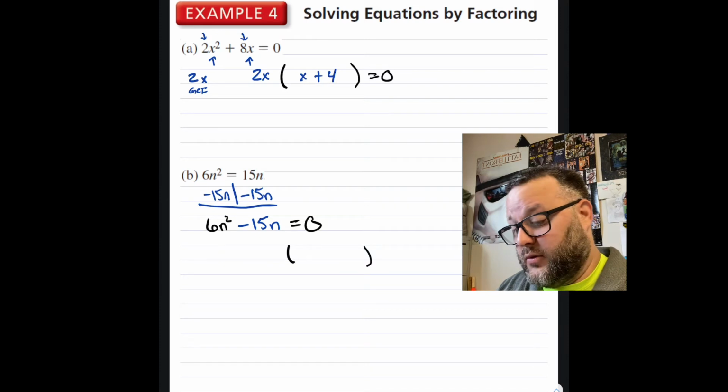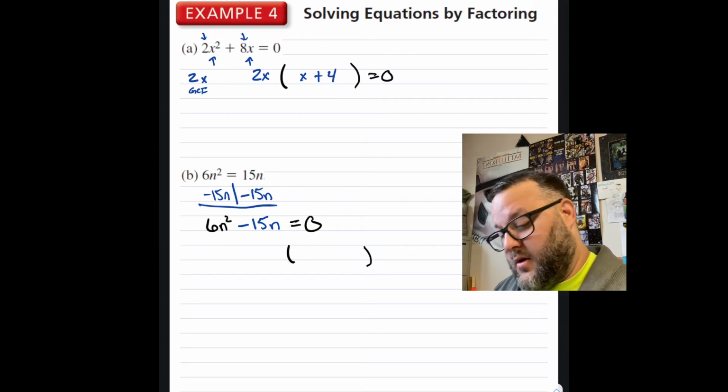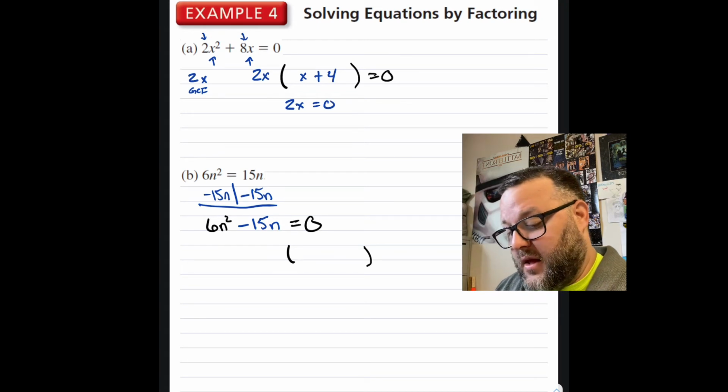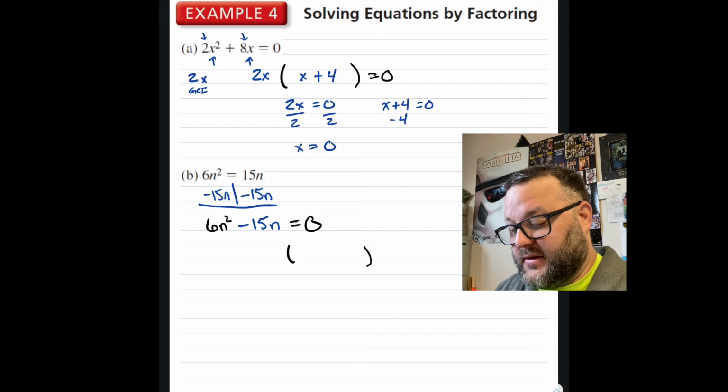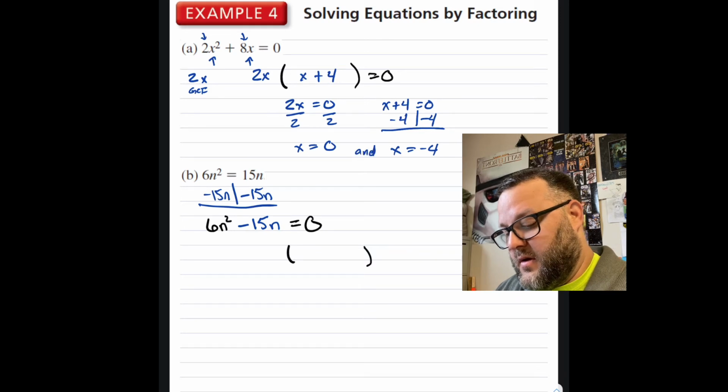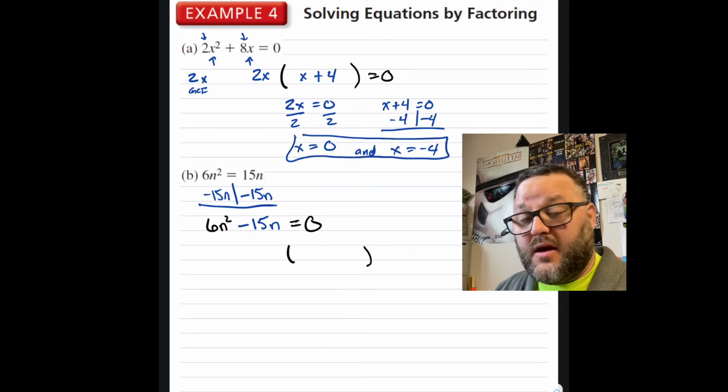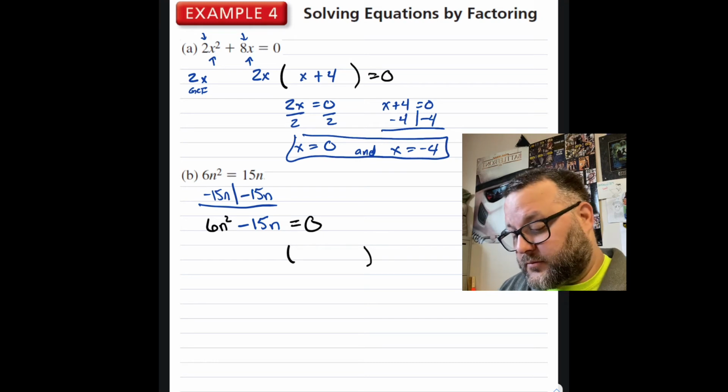And now that it's equal to 0, what I'm trying to solve is 2x equals 0 and x plus 4 equals 0. When I do this, I divide by 2 on each side to find out x is equal to 0, because 0 divided by anything is 0. I create a 0 pair over here to isolate that variable, and I find out x is equal to -4. And I have my 2 answers.